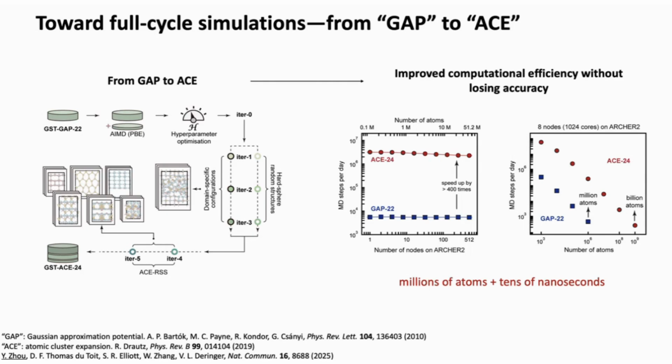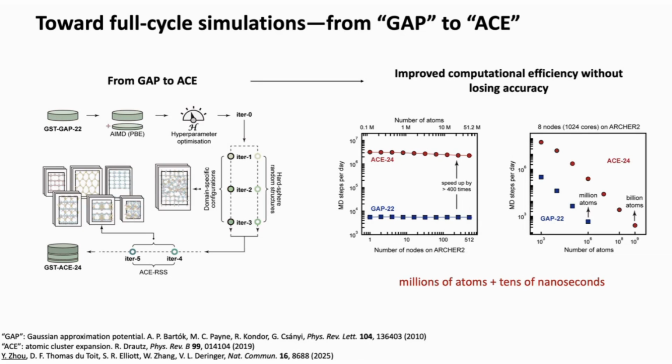There are three important steps when we transfer our GAP to ACE. First, we add many domain-specific configurations. Second, we add many small-scale random structures to stabilize the ACE potential. And third, we did hyperparameter optimization, and the resulting ACE potential is more than 400 times faster than GAP without losing any accuracy. I still have to skip most of the technical details here, but there's one thing to note.